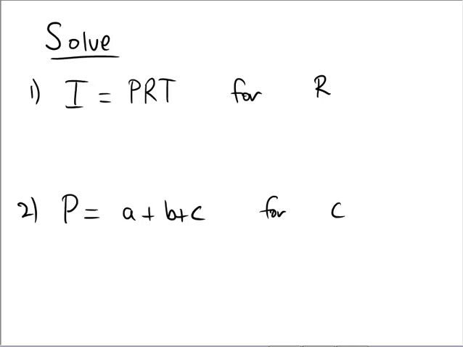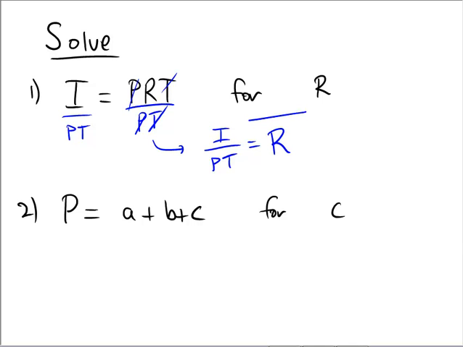So if our goal is to isolate the r, we're going to have to get rid of the p and the t. So let's divide pt on both sides here, because that would yield on the left-hand side I over pt, and on the right-hand side, after the p's cancel and the t's cancel, you're left with r. So the solution is r equals I over pt. We isolated r, we solved for r.